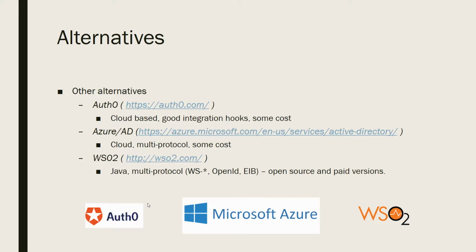There are alternatives out there, Auth0 being one, Azure Active Directory, WSO2 is another. I certainly haven't used WSO2, and I've played with Auth0 and Azure Active Directory. They're all very capable products. They are cloud hosted. Oh, sorry, WSO2 is one that isn't cloud hosted. It's also open source, but it's Java based. So you take on a bit of a dependency if you're a .NET person. The other two are cloud based, so you're sort of relegating your infrastructure elsewhere. They're certainly viable approaches. I'm not advocating one or the other. I certainly would do due diligence on which is the best approach for you if you were deciding what to do. But there are alternatives out there.